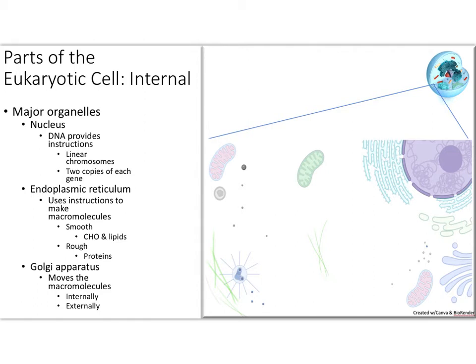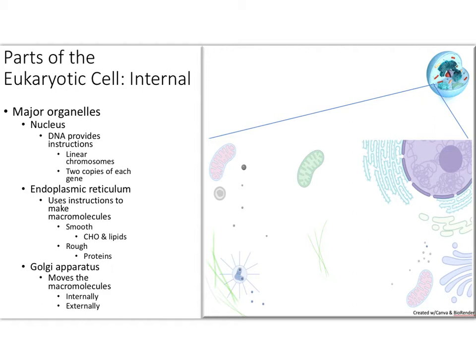Now, next to the nucleus will be the endoplasmic reticulum. The endoplasmic reticulum is used to make macromolecules. There are two types of ER, or endoplasmic reticulum. The smooth, which is responsible for making carbohydrates and lipids. CHO is an abbreviation for carbohydrates, just to remind you of that. And then the rough endoplasmic reticulum is called that because of ribosomes that are attached to it. So when you look at it under the microscope, it looks a little bit grainy, like there are little grains attached to it. But anyway, the rough endoplasmic reticulum is responsible for making proteins.